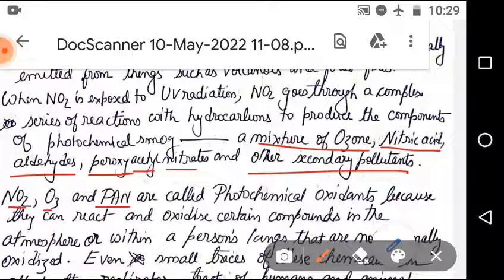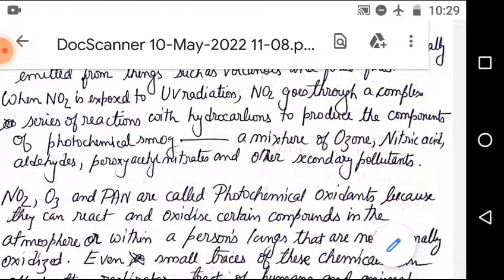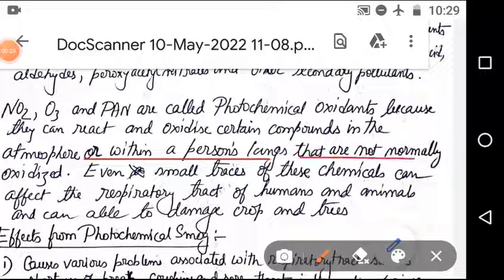So nitrogen dioxide, ozone and peroxyacetyl nitrate, these three are the main constituents of photochemical smog, and they are also called photochemical oxidants because they can react with any substance and oxidize certain compounds. Well, oxidation, you know, is the addition of oxygen or removal of electrons or removal of hydrogen in the atmosphere, or it will also enter a person's lungs, which are not normally oxidized.